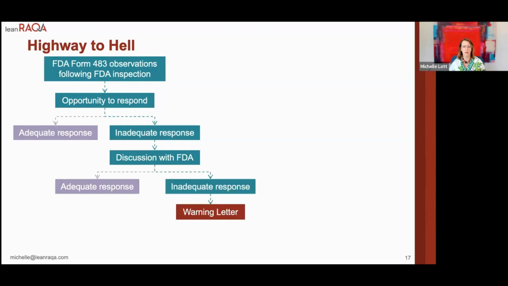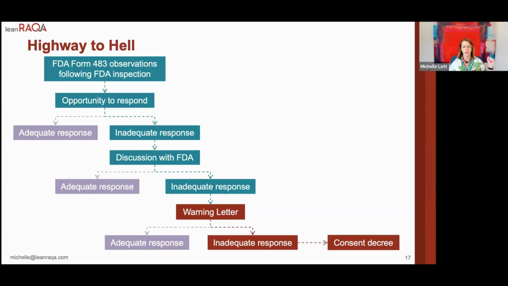You can have an adequate response, or if you continue to give them an inadequate response that they don't feel truly addresses either directly the 483s or the systemic reasons behind why you got the 483s, that can escalate to a warning letter. This is public information. They're published weekly, so it's visible to the public. And then you can have an initial adequate response, and that can close out the warning letter. Or if you continue to give FDA inadequate responses, they can issue a consent decree.